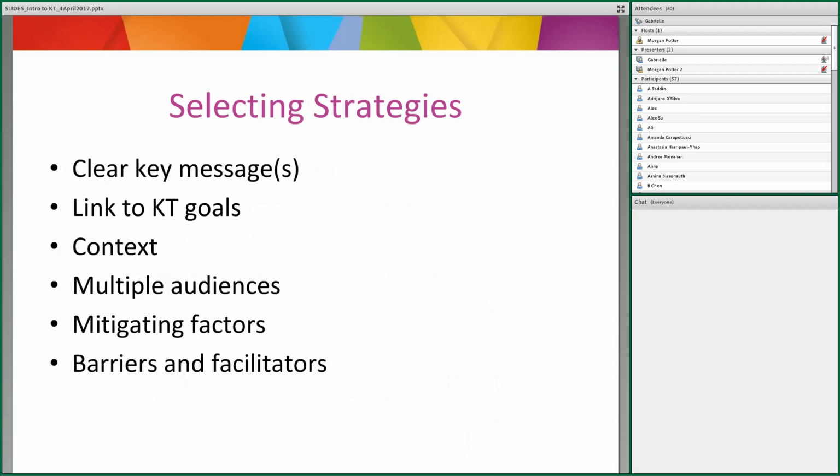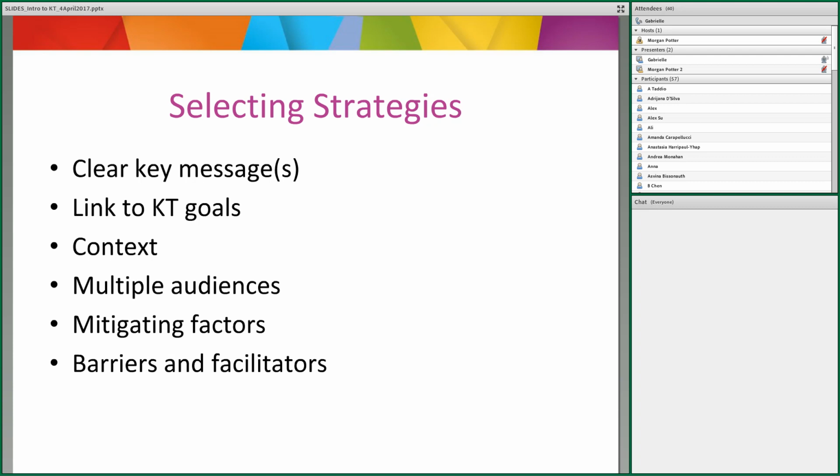When selecting strategies, researchers should propose methods to reach their identified audiences and deliver on the KT goals that are appropriate to the research results, which means you should consider, are the key messages clearly identified? Are the strategies appropriate to achieve the KT goals? Is it awareness or action? Does the plan take into consideration the context in which the knowledge is to be used? Is it going to be used in a rural setting versus an urban setting? Is it going to be in a policy environment or a clinical environment? If appropriate, is there a plan to adapt the knowledge to each specific audience?